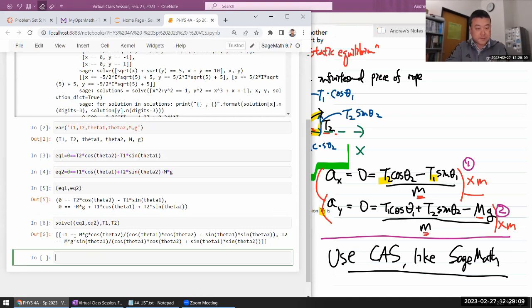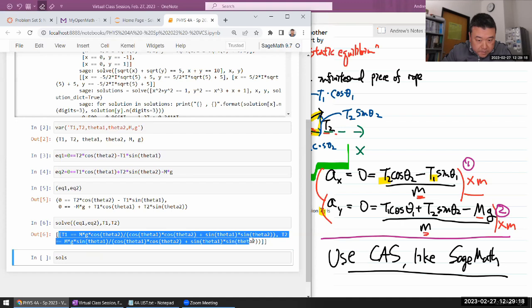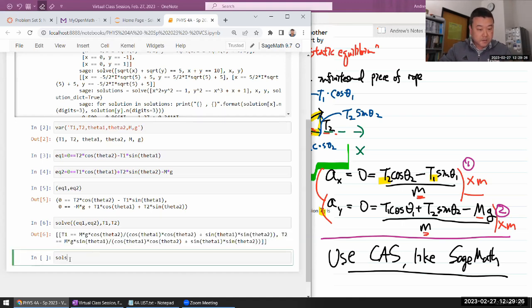There it is. That's my solution. Let me put that into a variable called solutions. I can see that it's given me a nested array. That's mainly because sometimes there's more than one solution, so that's why it's doing that nested thing. I'm just going to get the first element. So solutions is the previous output, or yeah, let me just use that.